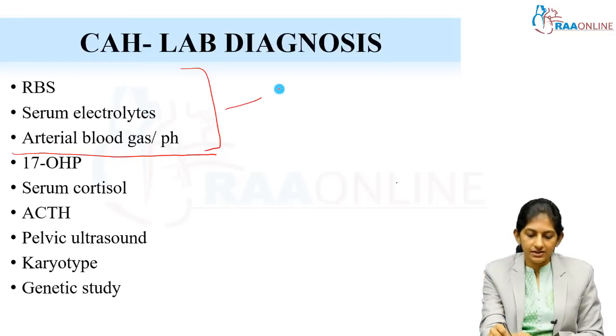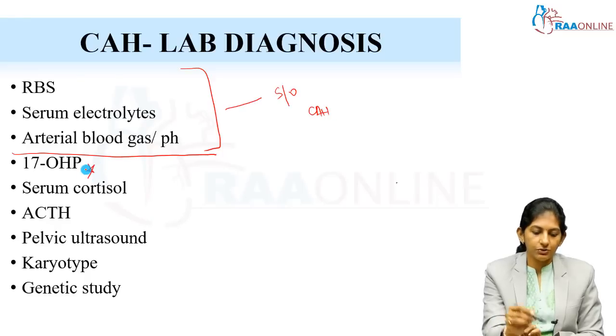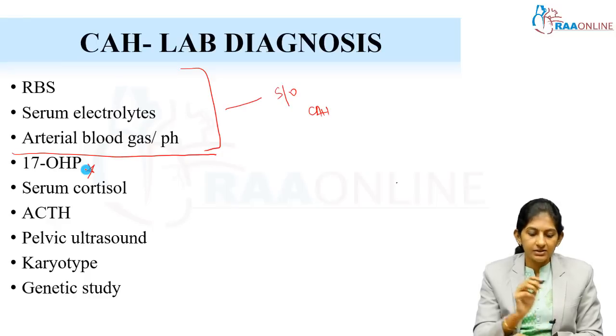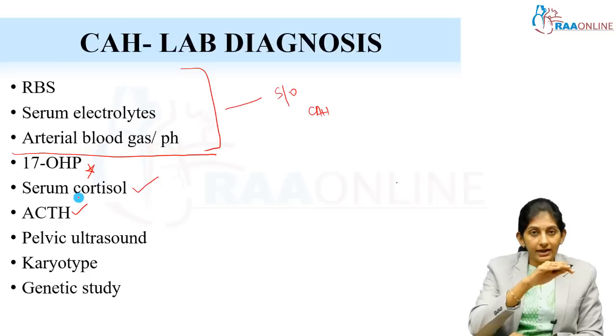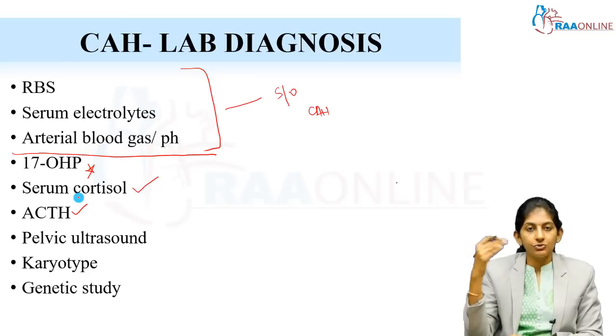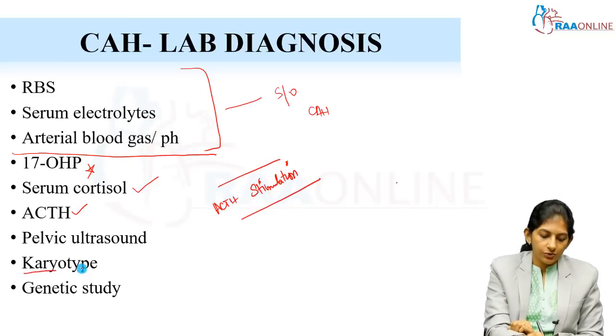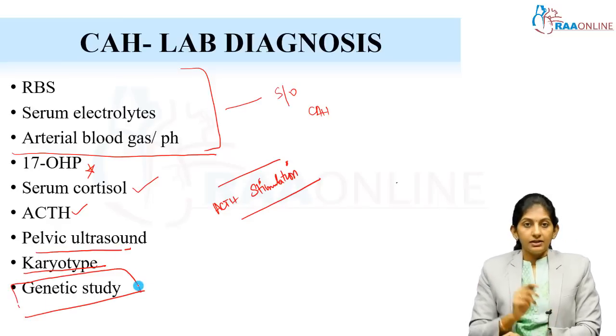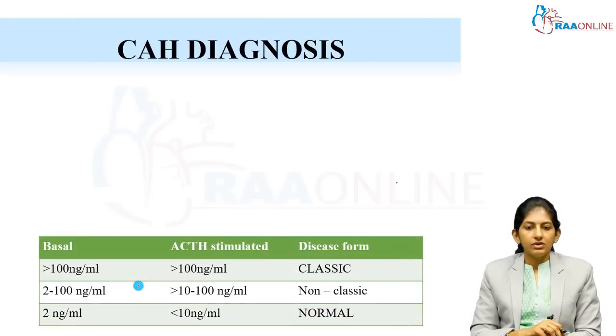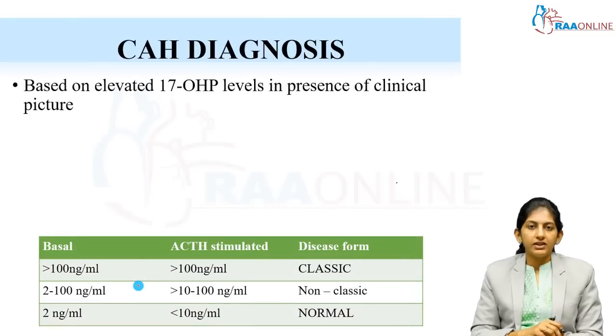If they are suggestive of CAH, our next step will be to confirm by doing 17-OHP levels, a morning serum cortisol level, and baseline ACTH levels. Then to confirm it, we will go ahead and do an ACTH stimulation test. We do a karyotype whenever there is ambiguity, do a pelvic ultrasound, and ultimately do a genetic study and the enzyme deficiency. Okay, so starting with 17-OHP levels.